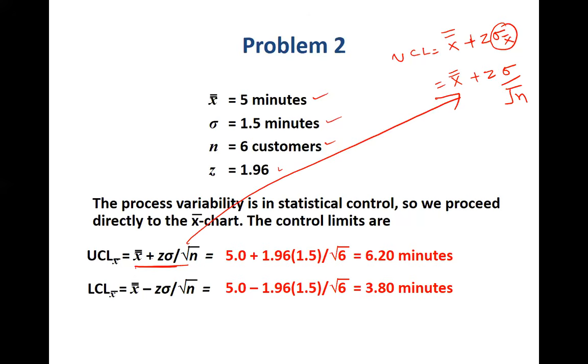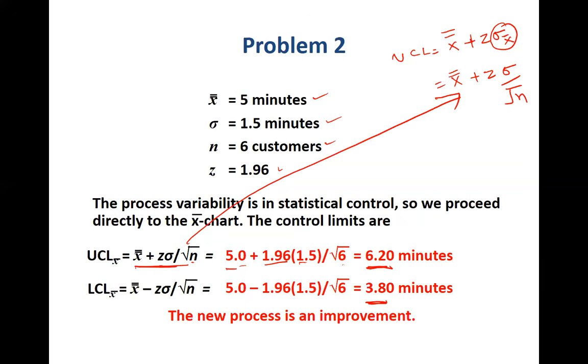So X double bar is 5, Z is 1.96, sigma is 1.5. That's all given here. And the sample size n is 6. So we are just substituting all the values that we know from the given problem into this formula to get upper control limit of 6.2 and lower control limit of 3.8. We use these two to construct our control chart. Now, we know that any serving time that we have should be between these 2 numbers.